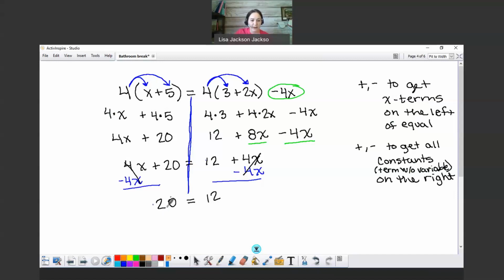This 20 is not on the right, so I'll subtract it from both sides. That goes to 0, and this goes to, what, 8? Negative 8. Either way, 20 equals 12. Your brain's already going, something's wrong. Did I do something wrong?